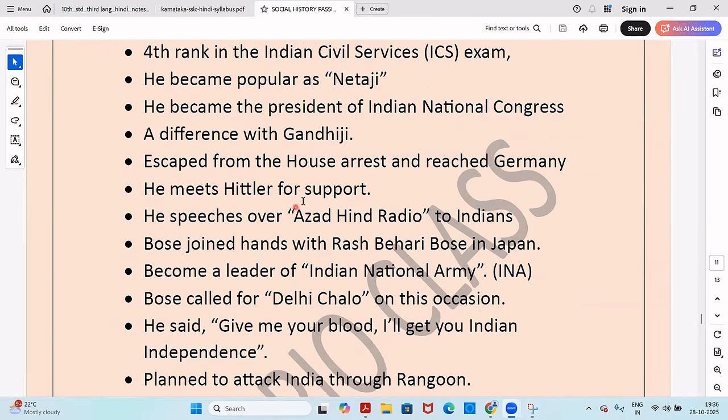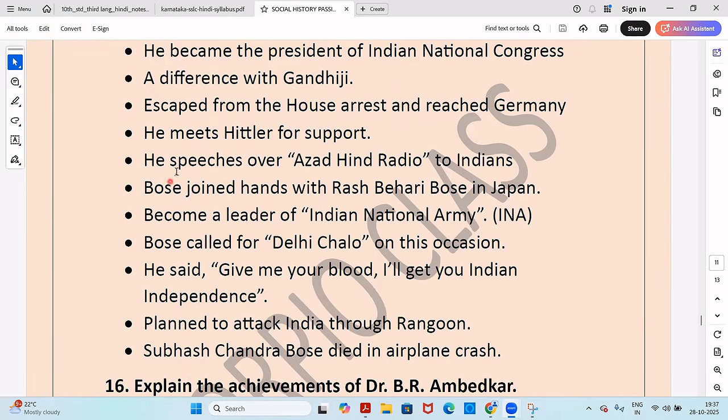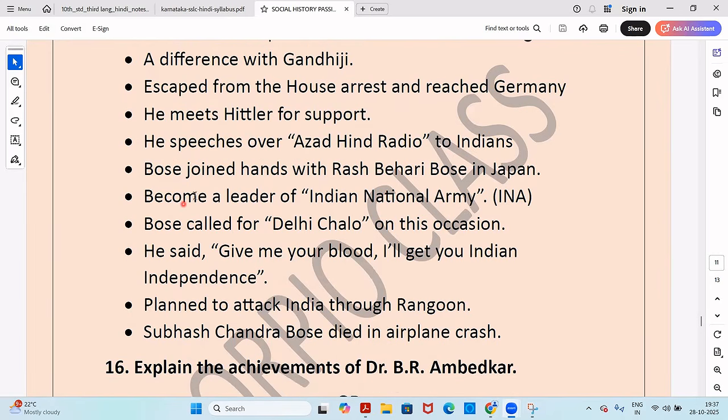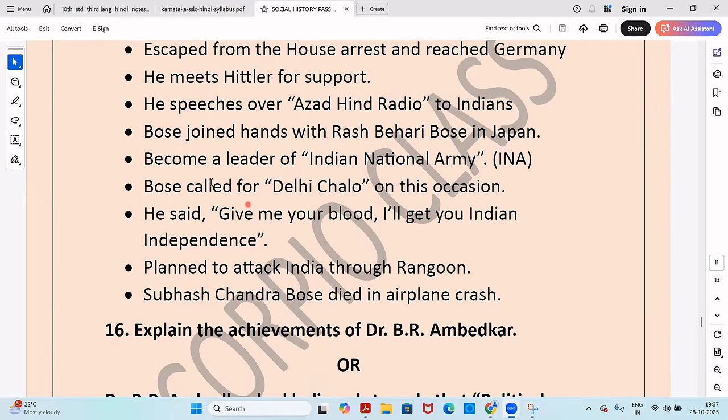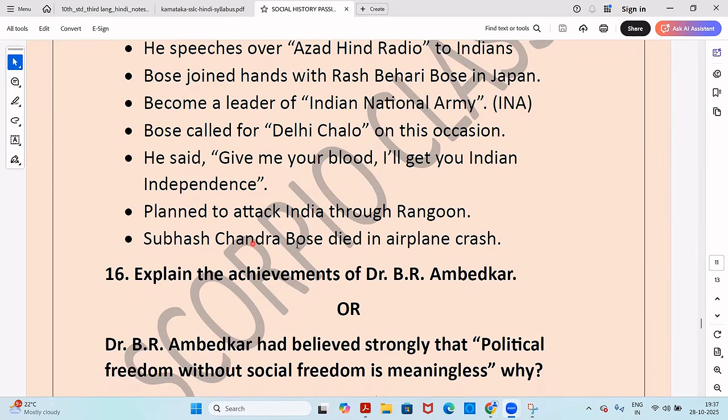Escaped from the house arrest and reached Germany. He met Hitler for support. His speeches over Azad Hind Radio to Indians. Bose joined hands with Rasbihari Bose in Japan. He became a leader of Indian National Army, that is INA. Bose called for Delhi Chalo on this occasion. He said, give me your blood, I'll get you the Indian independence. Planned to attack India through Rangoon. And then Subhash Chandra Bose died in an airplane crash.